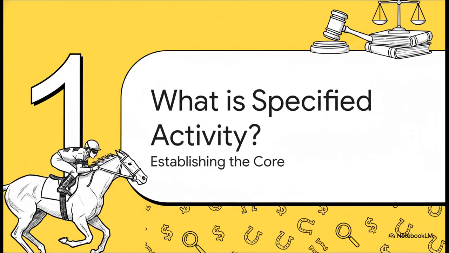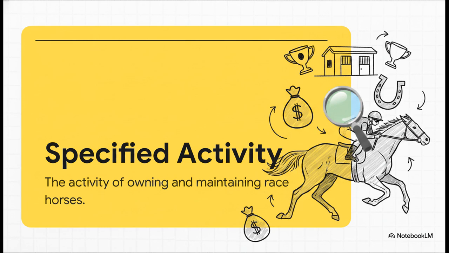Okay, first things first. As you know, in tax law, words matter. The definitions are everything. So before we get into the rules, let's get crystal clear on what we're actually talking about. So the core term here is specified activity. And the Income Tax Act 2025 is incredibly precise about this. It's not some broad, vague category. It means one thing and one thing only: the activity of owning and maintaining racehorses.